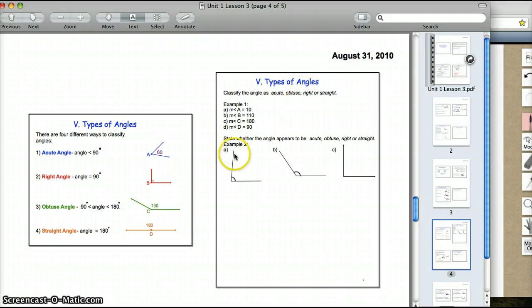So now let's look at some of these pictures. If you look at A, this angle here is less than 90 degrees because 90 degrees forms a right angle, and this is less than that right angle. So A is going to be acute. If we look at B, it's greater than 90 degrees. It forms an angle that's greater than that, so it's going to be obtuse. And then lastly, C forms a right angle, so it's going to be a right angle.